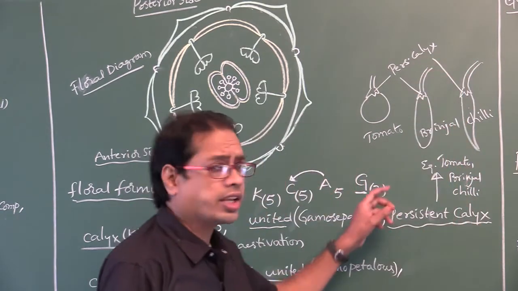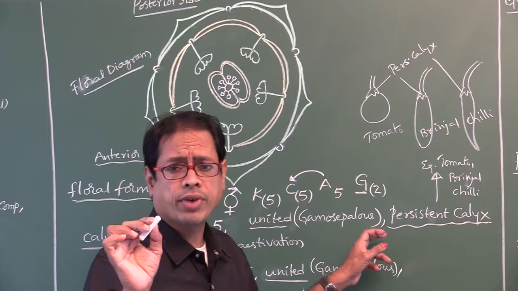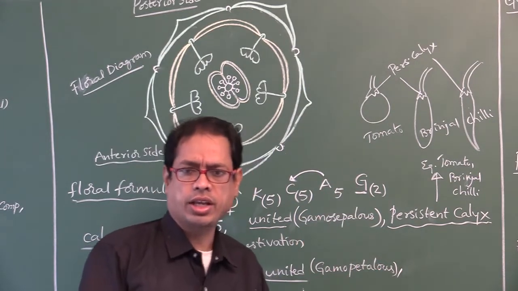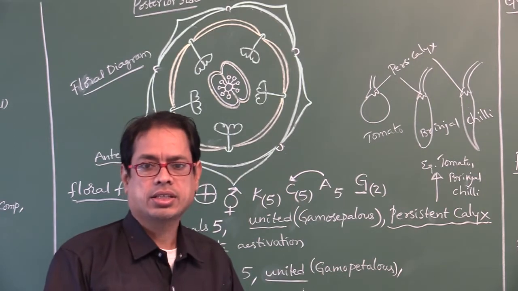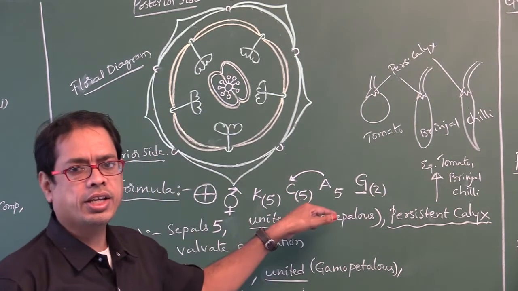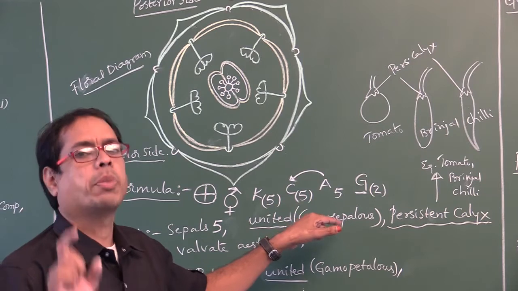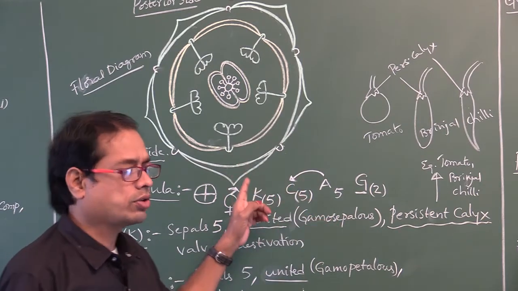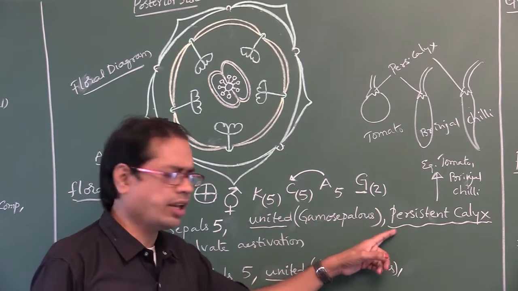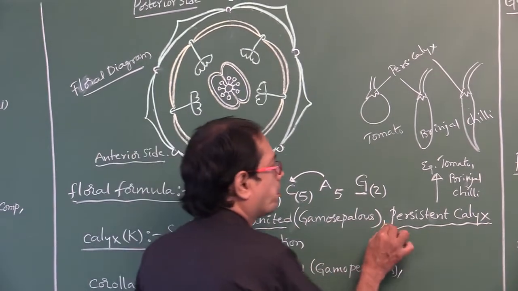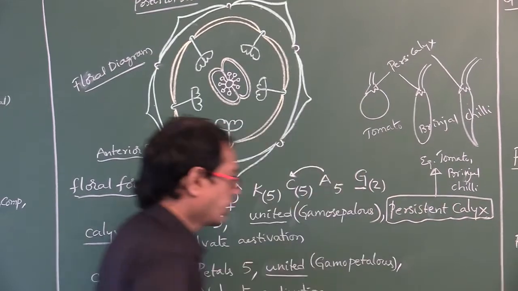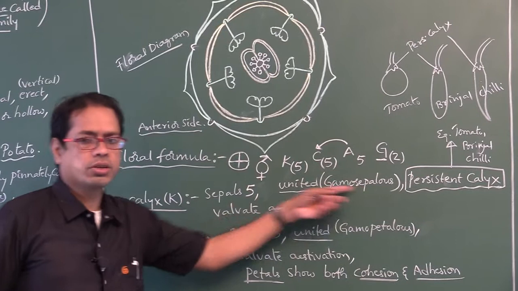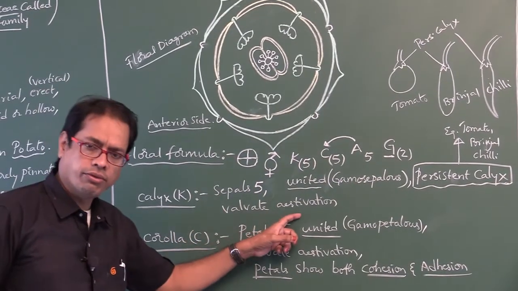Persistent calyx is a characteristic feature of which family? Solanaceae family. After fertilization, generally the calyx and sepals wither away, but here they remain persistent. Persistent calyx found in which family means you have to say Solanaceae family. Very, very important point. So sepals 5, united, persistent calyx, valvate estivation.